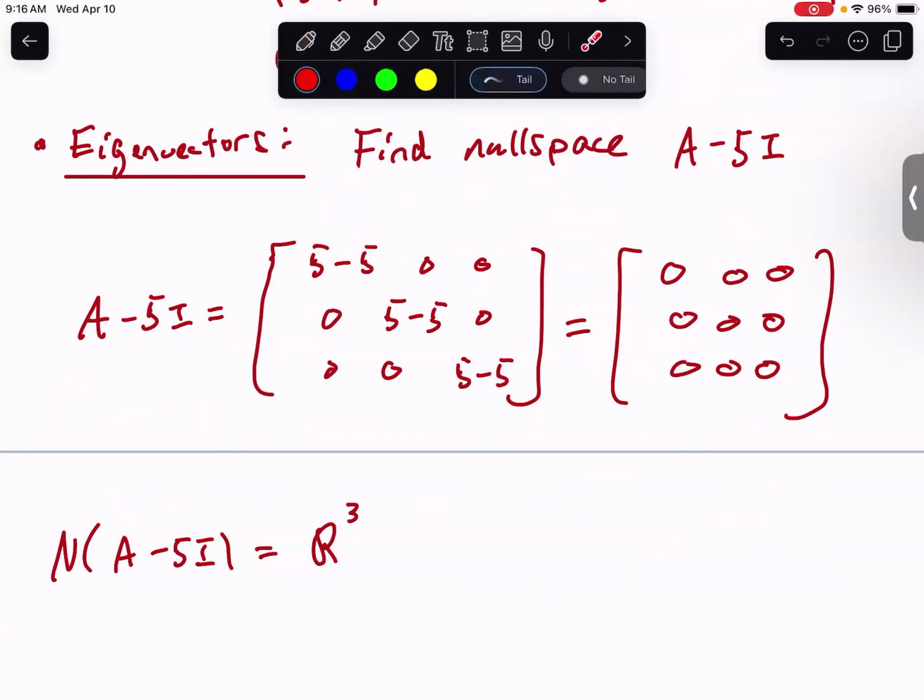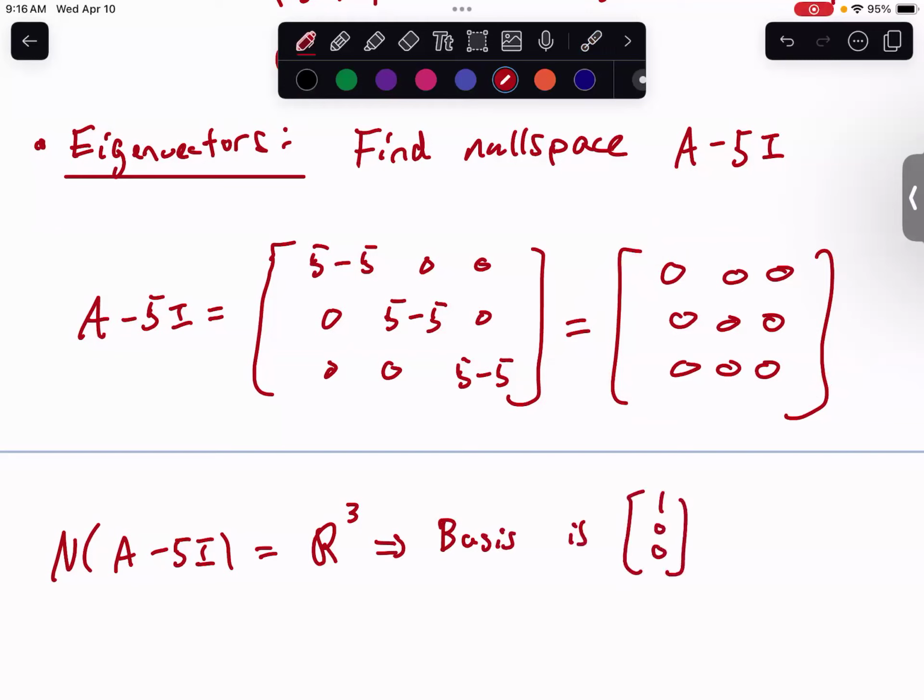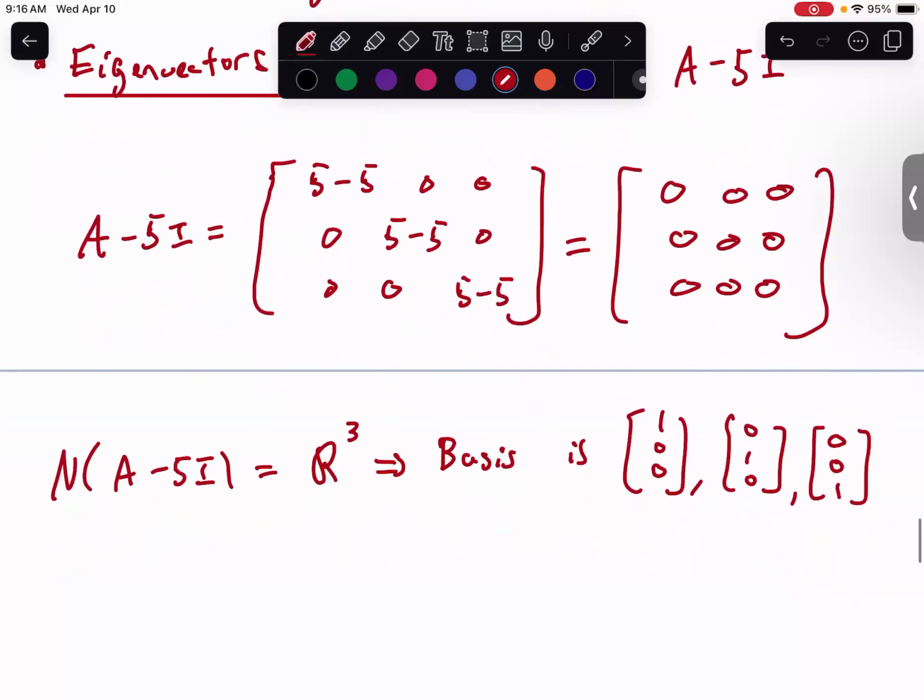And so a basis for the null space, if you think in terms of free variables, we have a free variable x, free variable y, free variable z. The corresponding basis for the null space will just be the vectors 1, 0, 0, 0, 1, 0, and then 0, 0, 1, because we don't have any relations, since we just have the zero matrix. So the basis is 1, 0, 0, 0, 1, 0, and then 0, 0, 1. And so these are the eigenvectors.